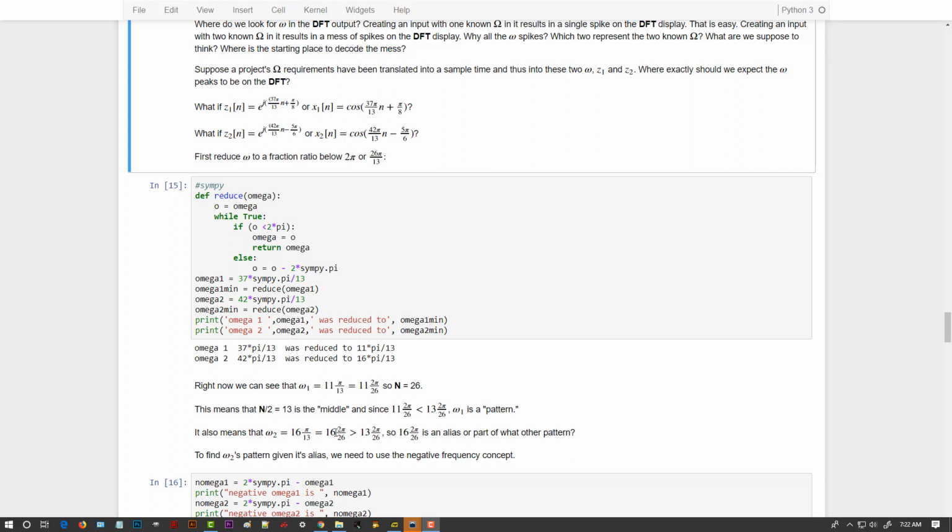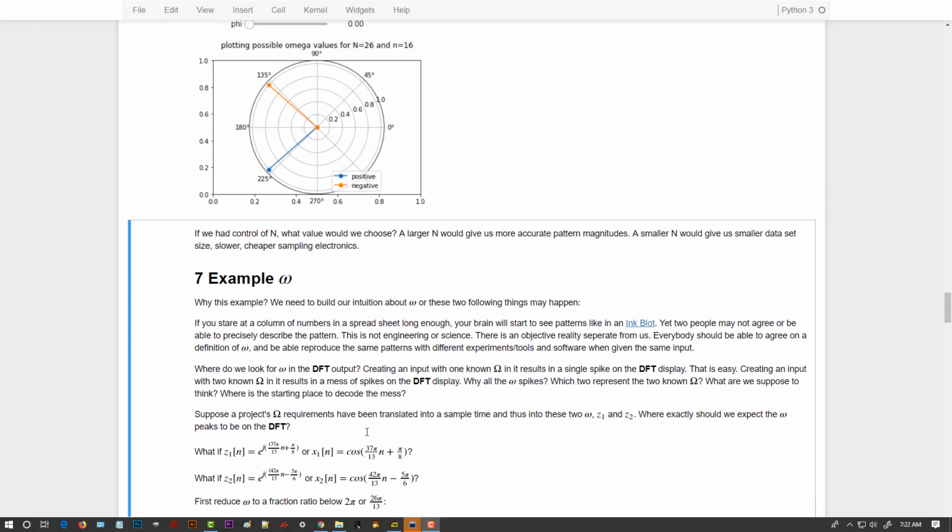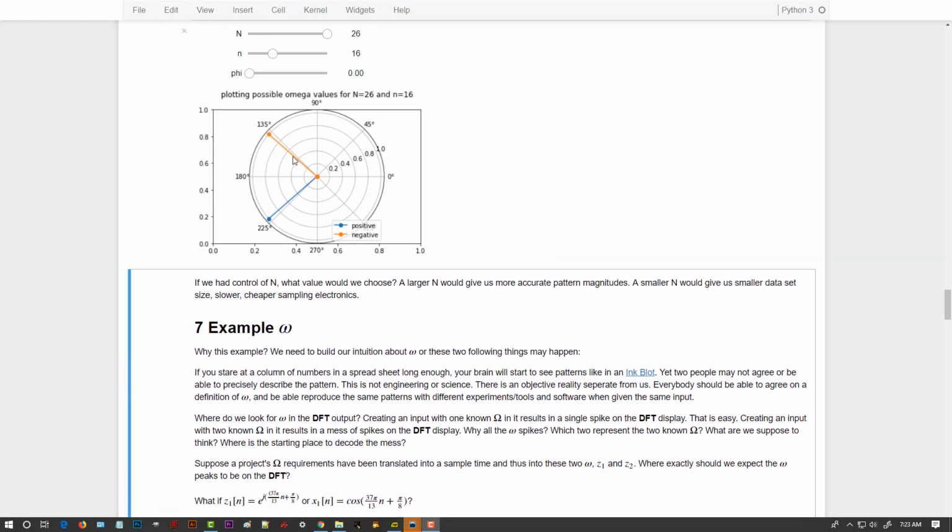The question is, where's omega 2? Omega 2 is 16 and it's greater than 13. So where is it going to appear on the DFT? Well, before trying to answer that question, let's go back up here and look at this.